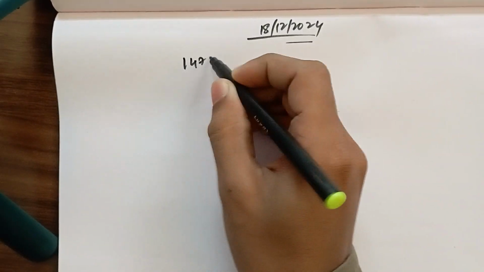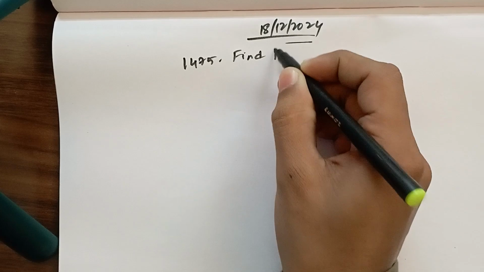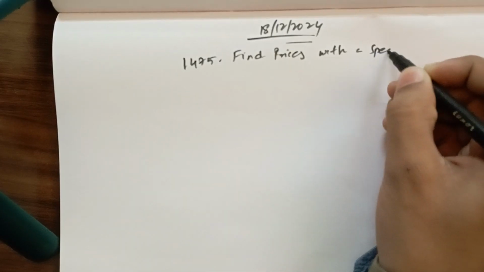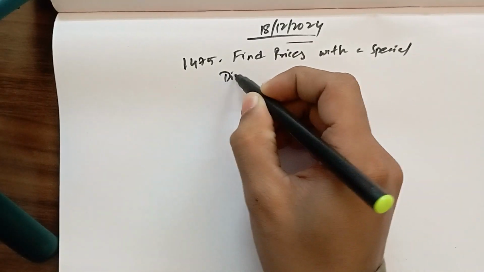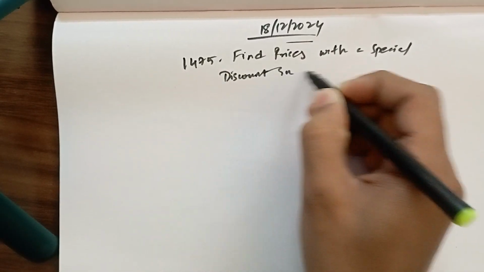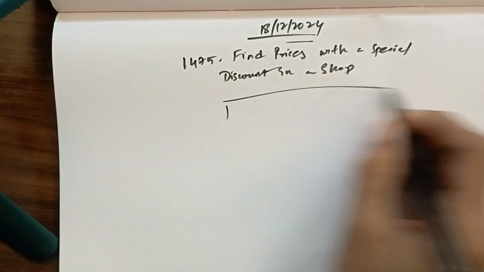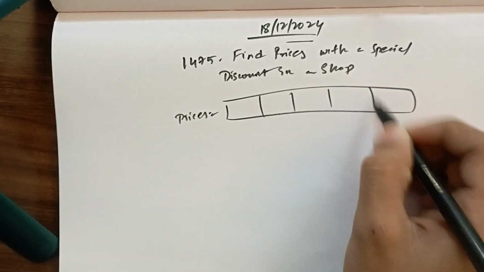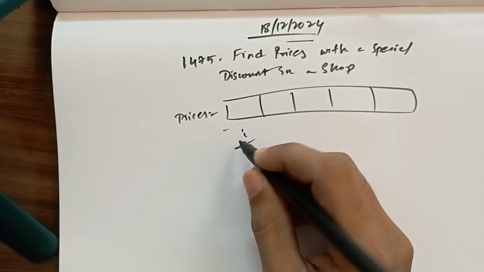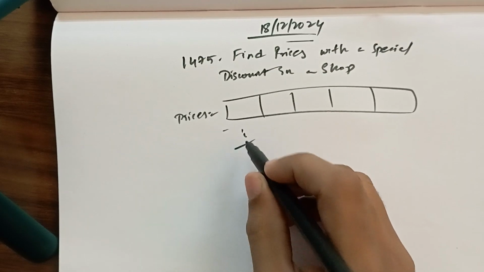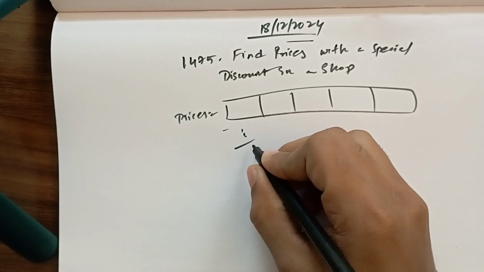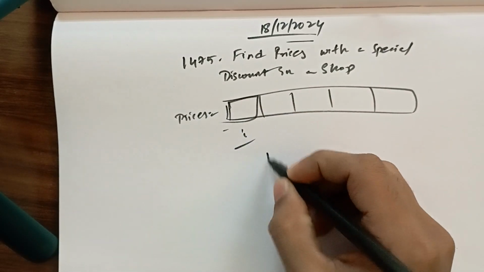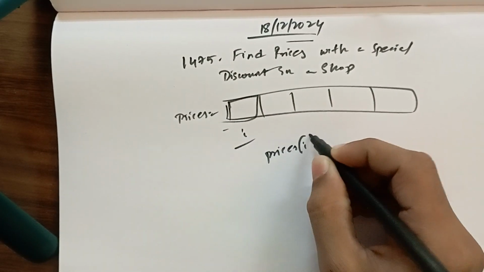Question number 1475, Find Prices with a Special Discount in a Shop. So in this question, we are given an array prices, where at index i we have the price of the ith item, which will be prices of i.